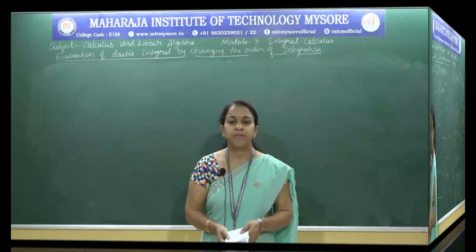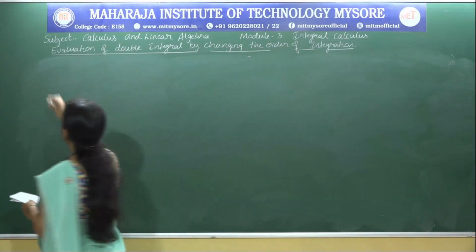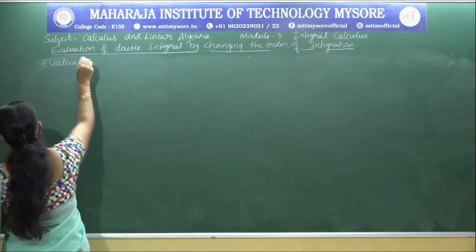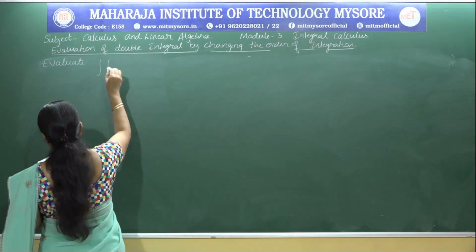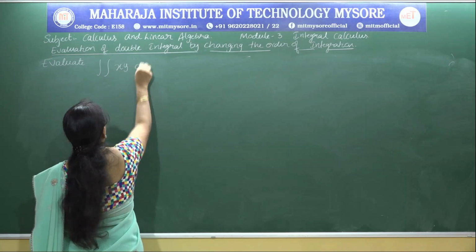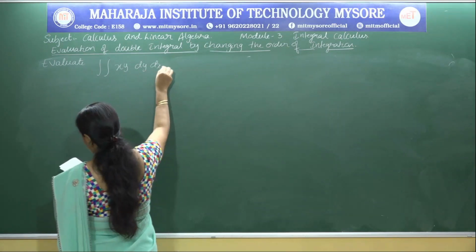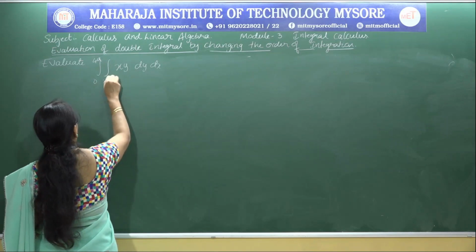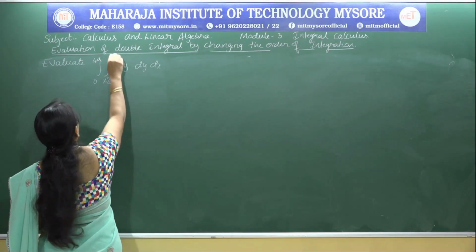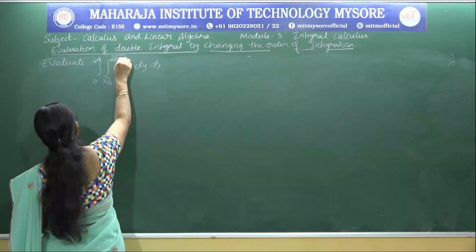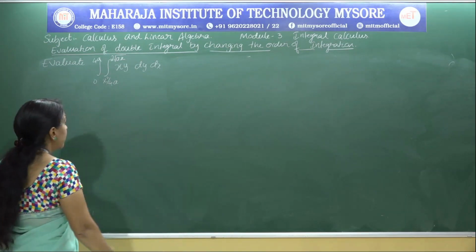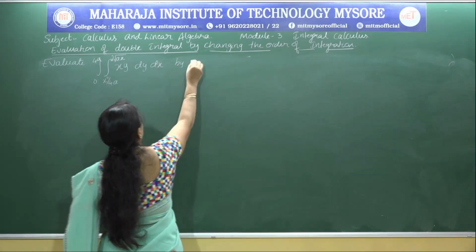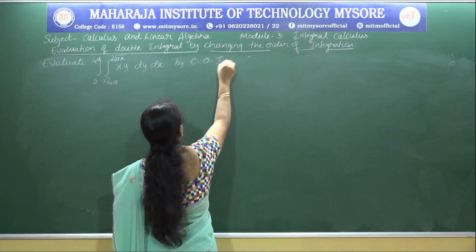Solve the next problem. Evaluate the double integral of xy dy dx between the limit 0 to 4a and x square by 4a to 2 times of root of ax, by changing the order of integration.